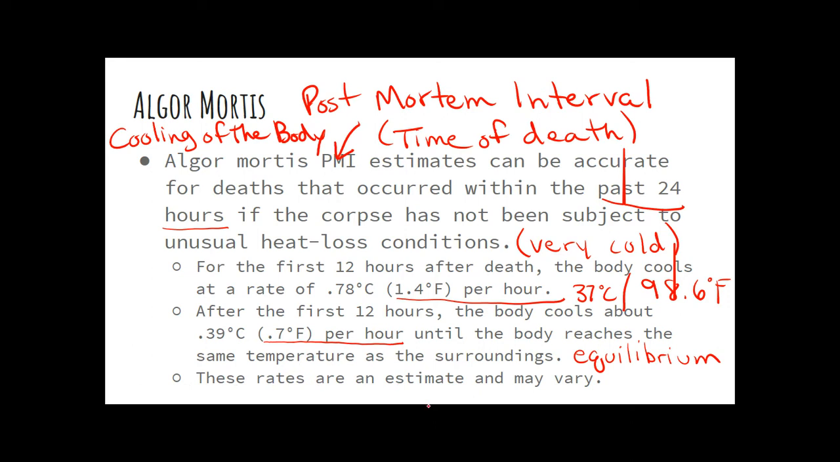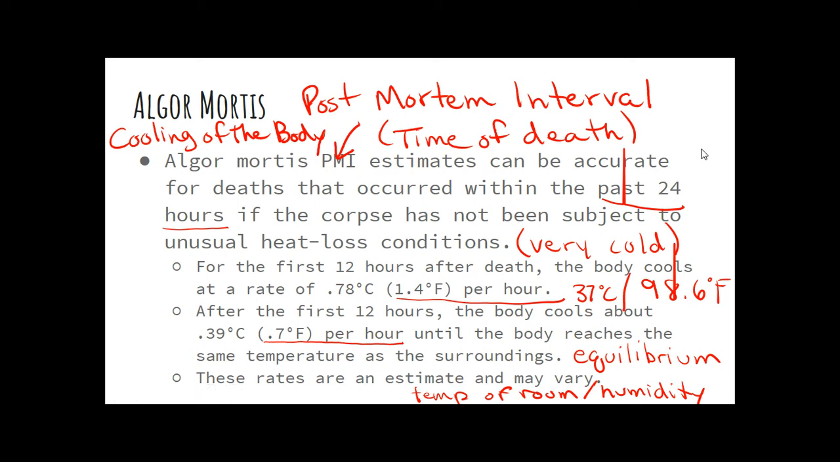Now, these rates are an estimate and may vary based on the conditions around it. Some conditions that could make it vary are the temperature of the room, or the humidity, and the different environmental conditions. So algor mortis is talking about that cooling of the body.